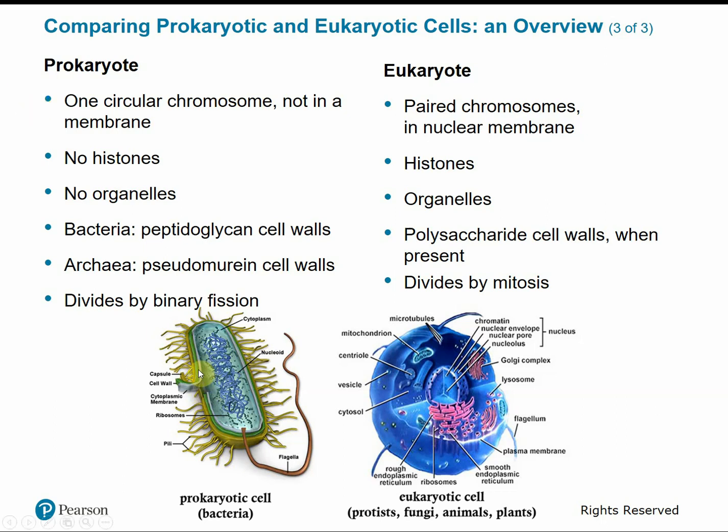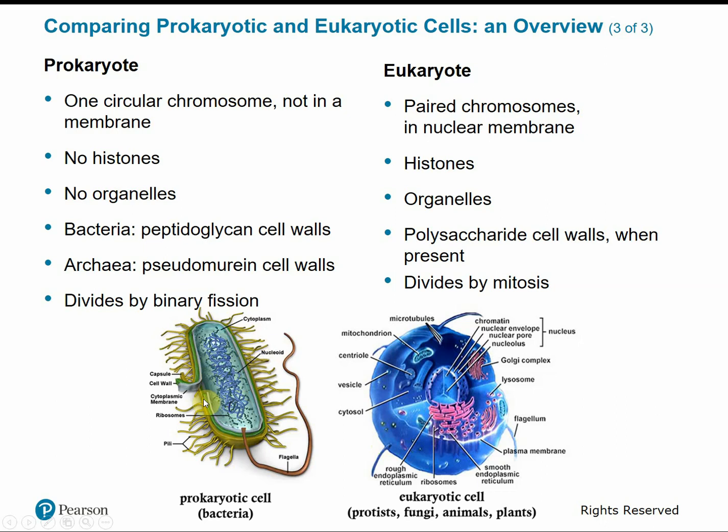Prokaryotes have one circular chromosome, and again, it's not in a nucleus. Prokaryotes do not have a nucleus. Prokaryotes also do not have histones. Histones are what help package the DNA inside the nucleus and into chromosomes. Because they don't have a nucleus and they don't undergo cell division the way that eukaryotic cells do, they don't have histones. Right? They don't really need them.